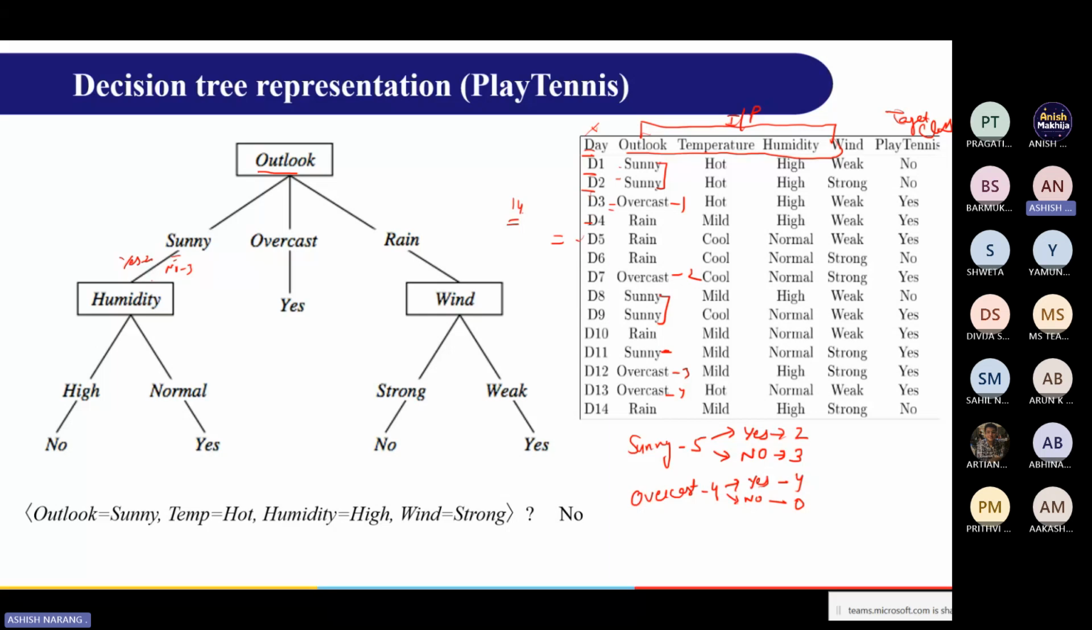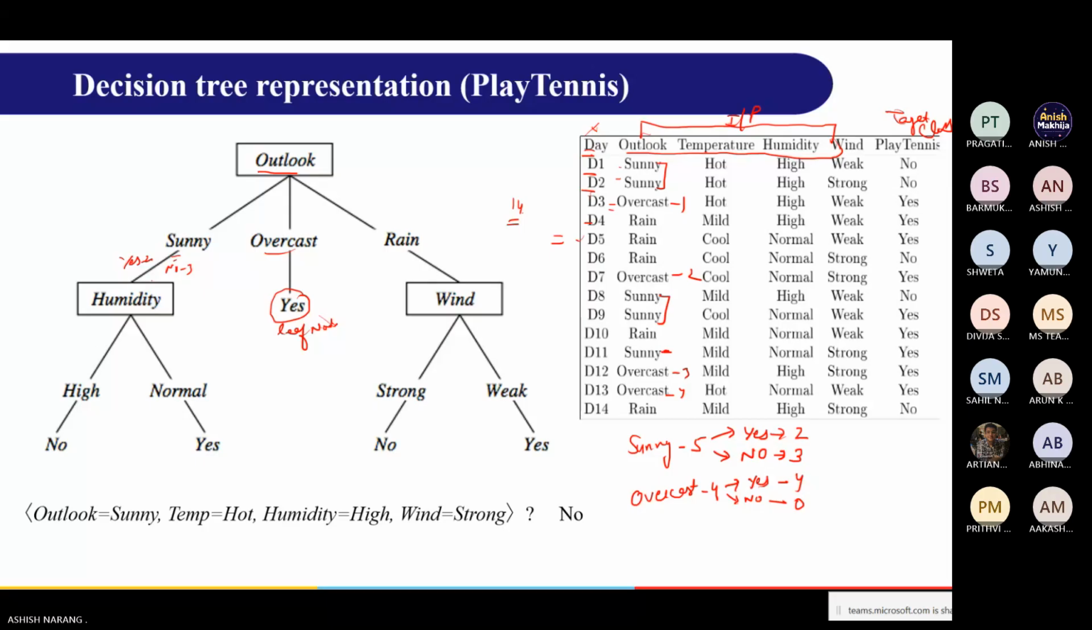Now, when you go with the overcast, all records belong to yes class. Now this becomes my leaf node. Here, do I need any further classification along this branch? Or rather, do I need to test any other attribute? I know if the outlook is overcast, I'm going to play tennis. That's what my historical data says. I need not check any other attribute because for all 100% records where the value of outlook was overcast, I went to play.